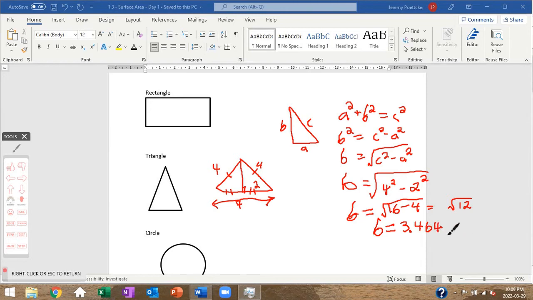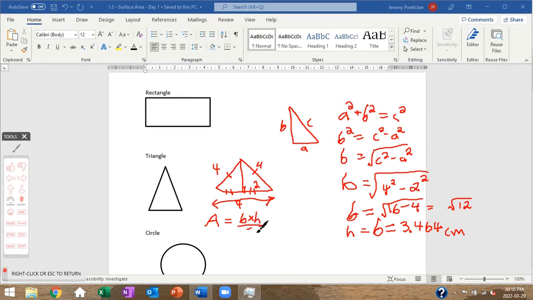So the height, all of that work gets us the height of this thing. Now I can find out the area, right? Area is equal to base times height divided by 2. So the height is equal to this b here. So this thing is 3.464 centimeters. Again, area is base times height divided by 2.